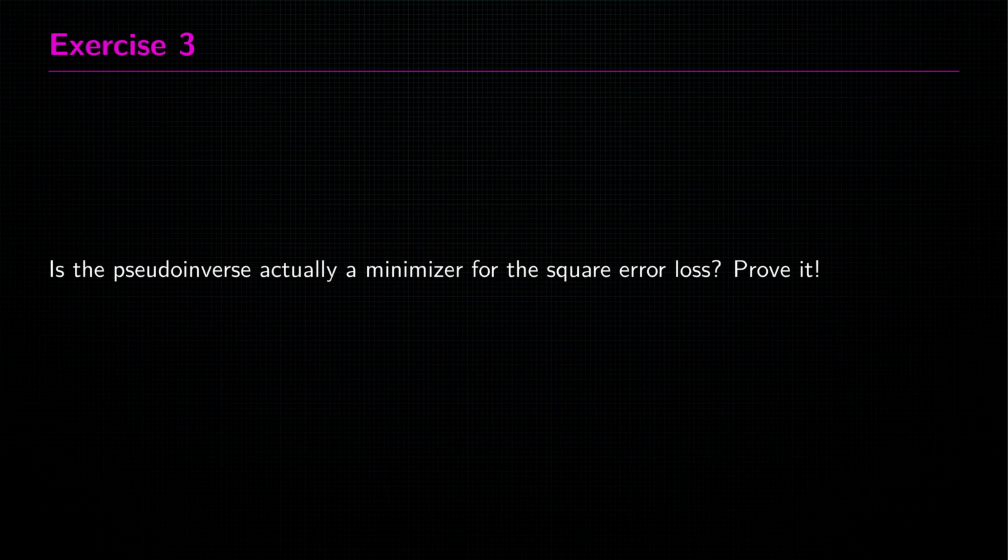The third exercise is a more theoretical one. To find a pseudo-inverse, we solved a minimization problem. Was it actually a minimum that we found, or did we accidentally maximize the error?